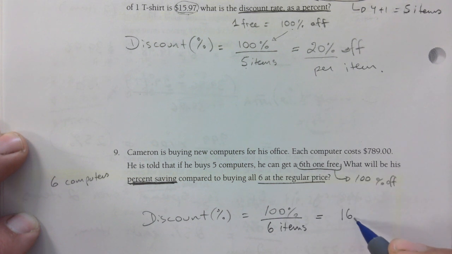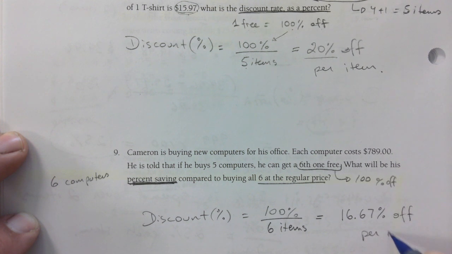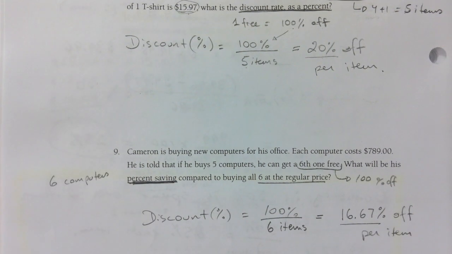And that gives you 16.67% off per item. That's what the question is after. Instead of saying buy 5, get the 6th one free, it is like saying 16.67% off everything, like all the computers in the store. Right? That's the same thing as saying it.